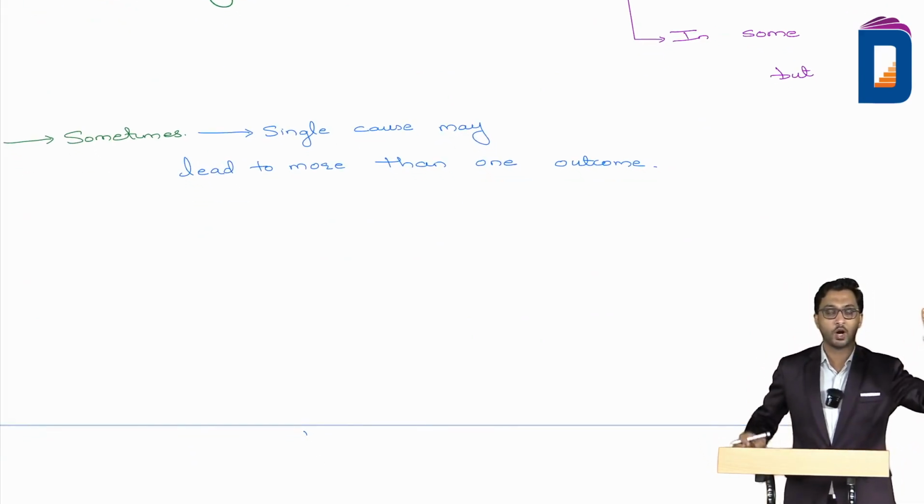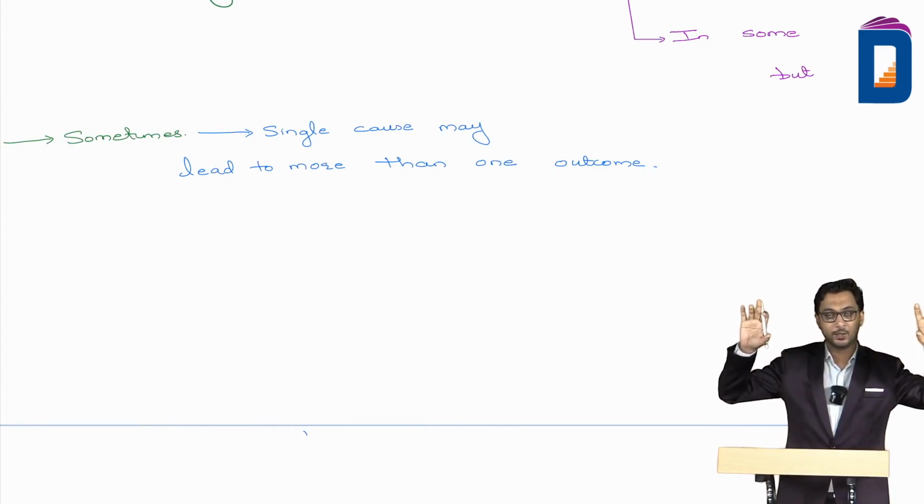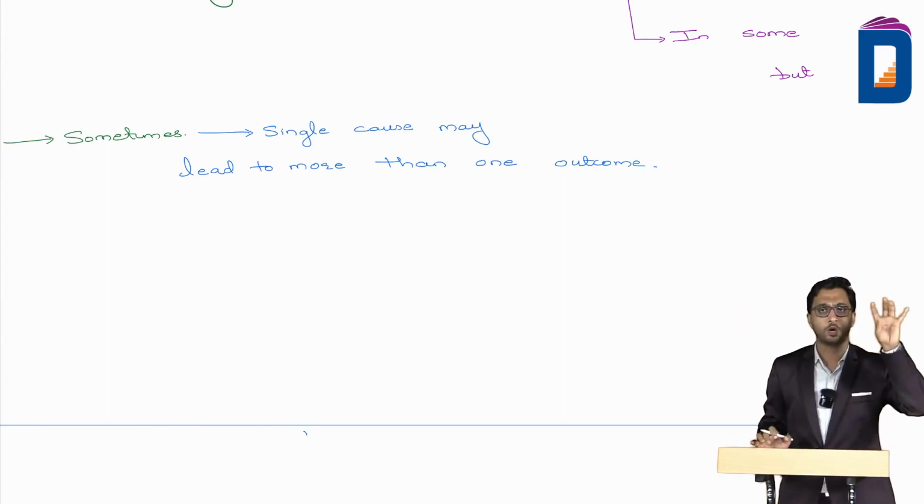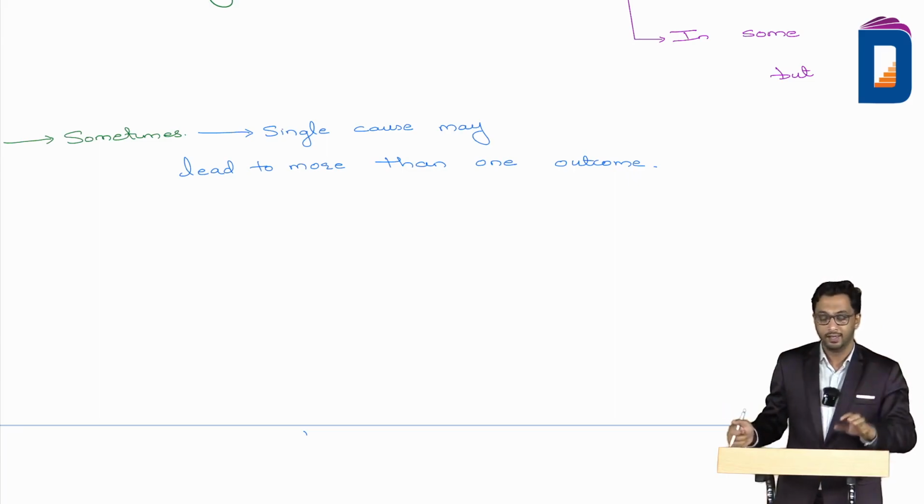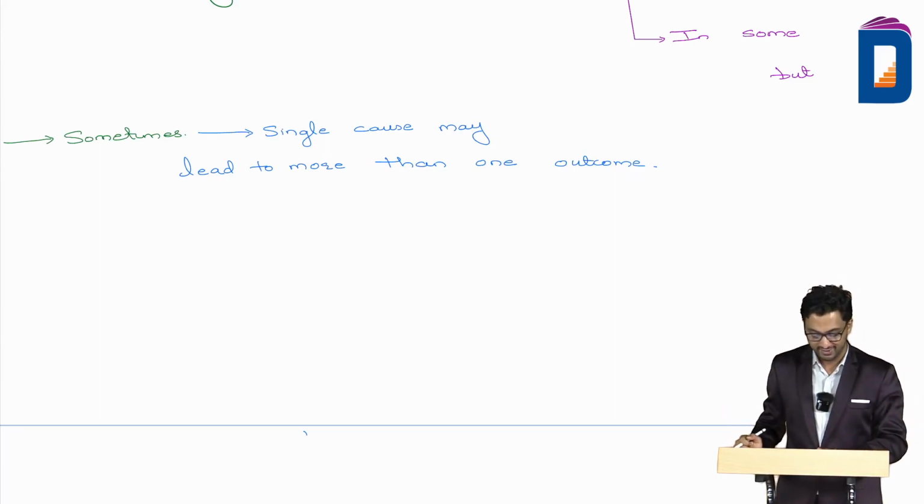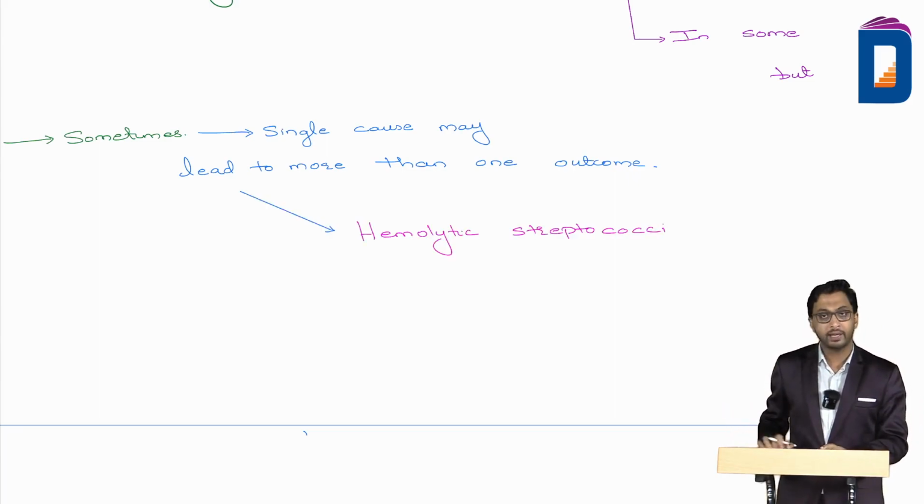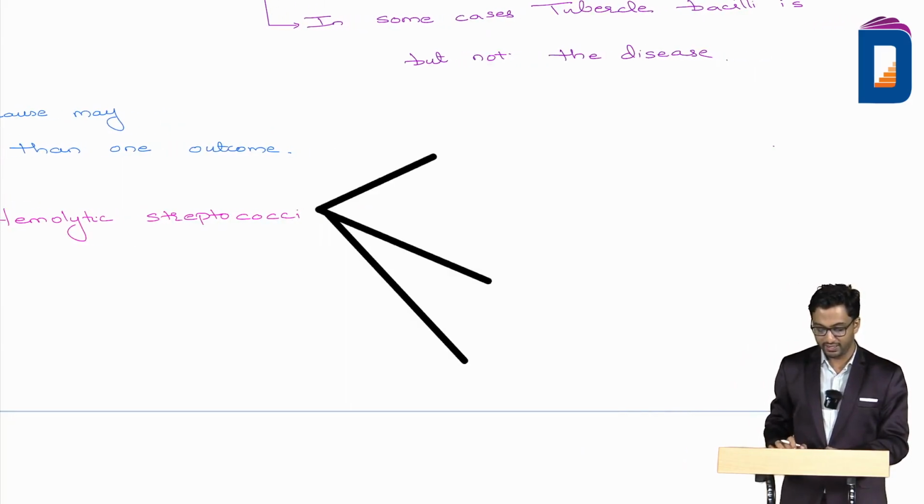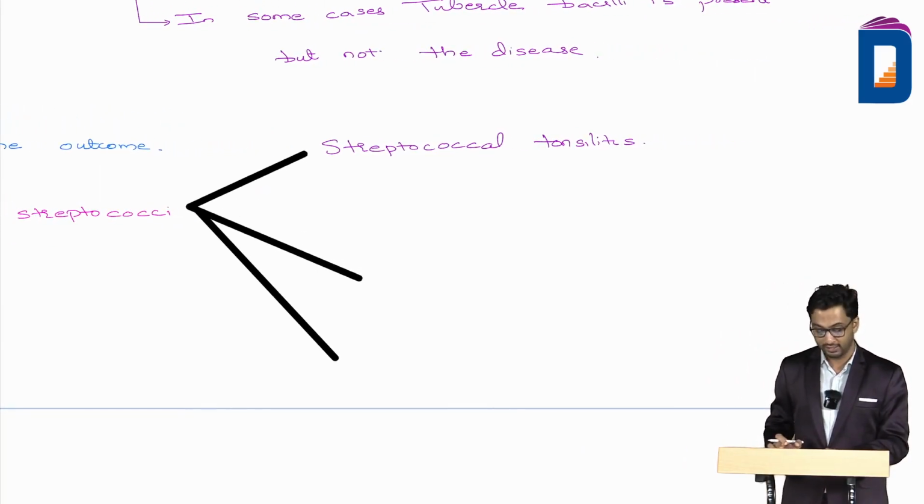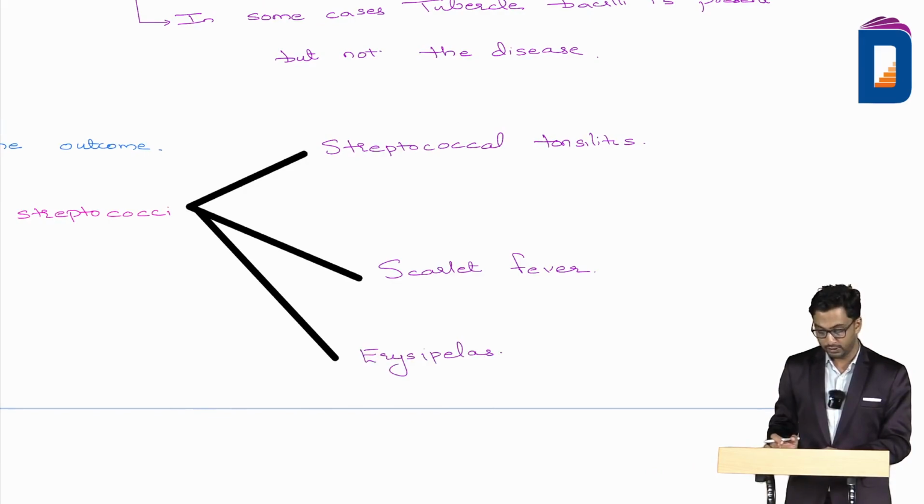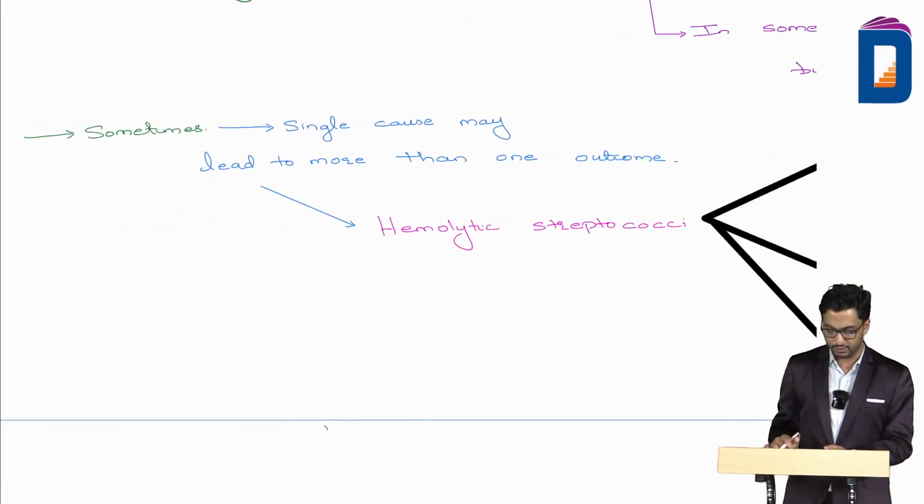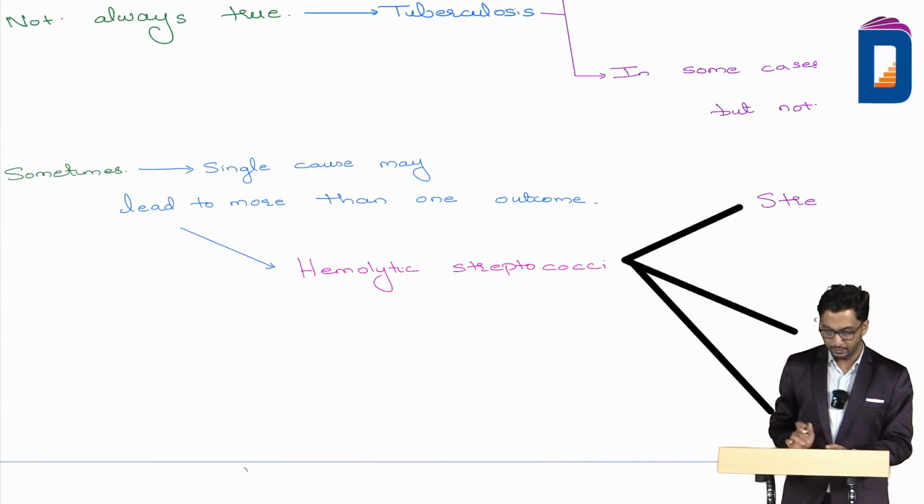We studied one cause, one outcome, isn't it? So you will see that in some cases, one cause is causing different diseases. Any example you can think of? It's very simple. Hemolytic streptococci producing different diseases. So what are they? Streptococcal tonsillitis, scarlet fever, erysipelas, you know this. All these it causes. That means you can see that a single cause can lead to more than one disease.